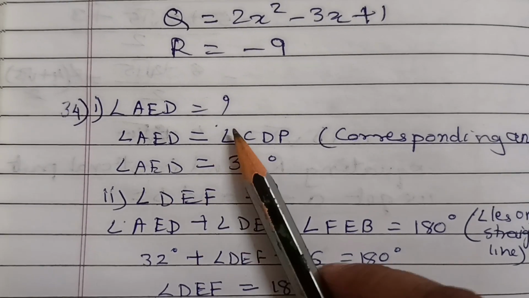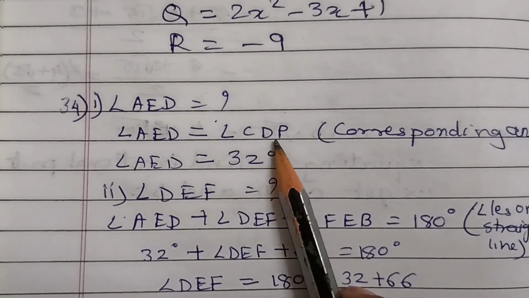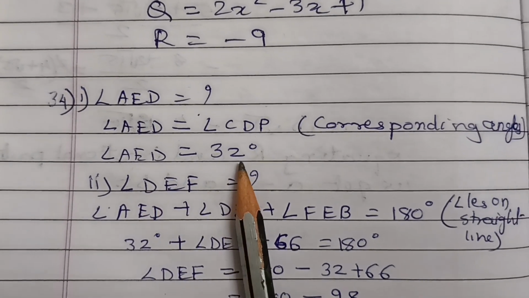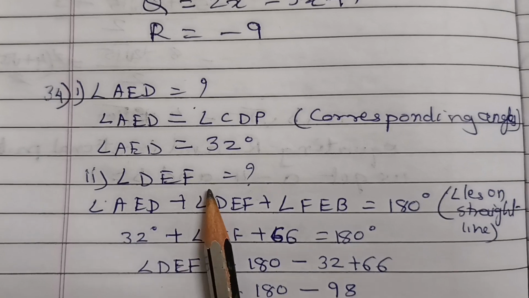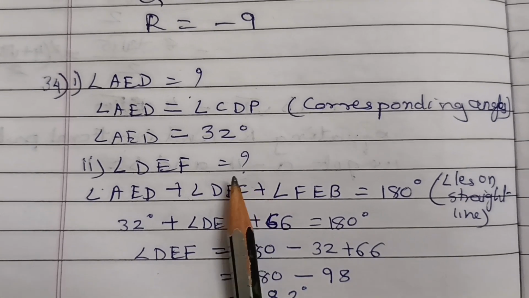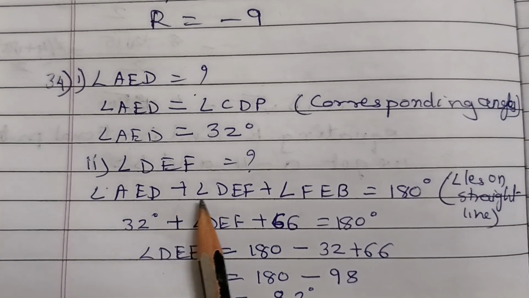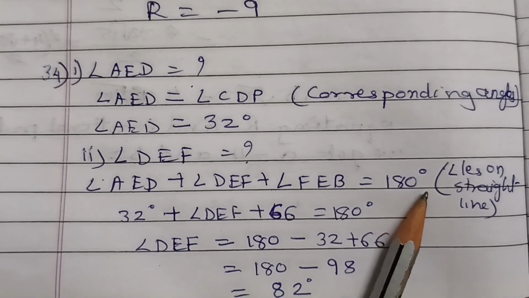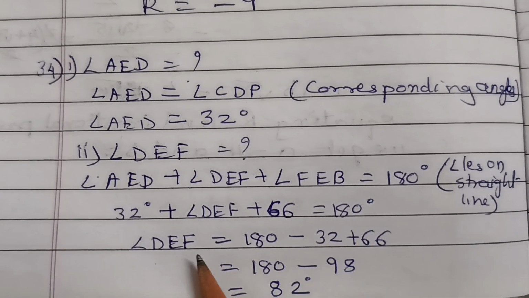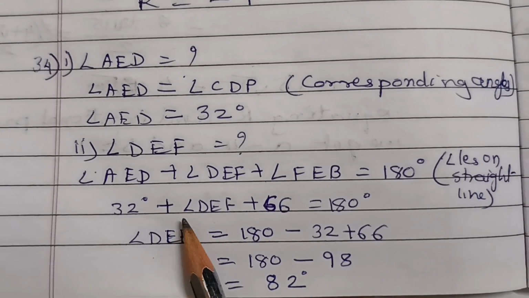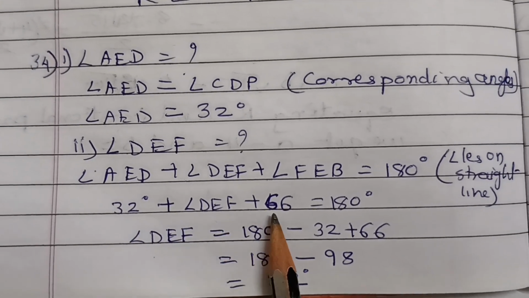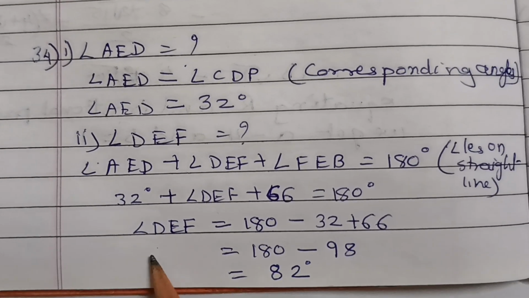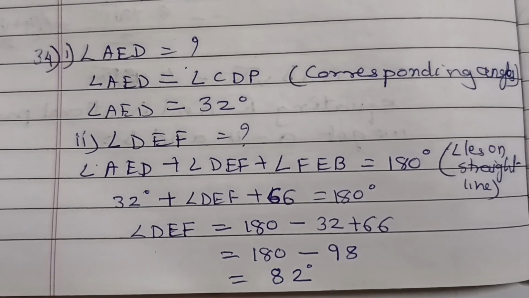First we will solve AED. Angle AED is equal to CDP, since they are corresponding angles, therefore AED is equal to 32 degrees. Angle DEF we have to find out. So AED plus DEF plus FEB is equal to 180 degrees, angles on a straight line or linear pair. So 32 degrees plus angle DEF plus 66 degrees is 180 degrees. After solving, we get angle DEF as 82 degrees.